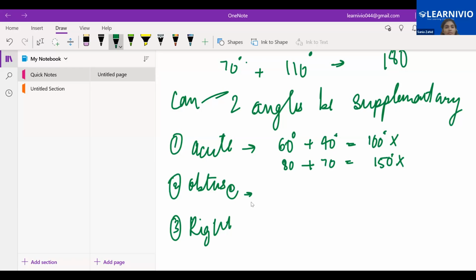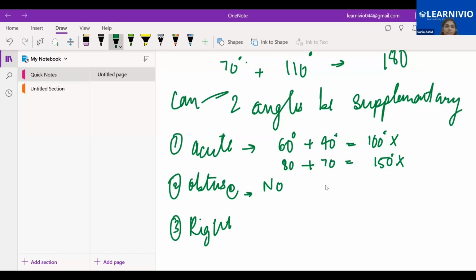Okay. So, Razan and Manan, do you understand why two acute angles can't be supplementary? Yes, ma'am. Okay, what about two obtuse angles? Tell me about obtuse angles. Both of them are more than 90. No? No, okay. Why no?